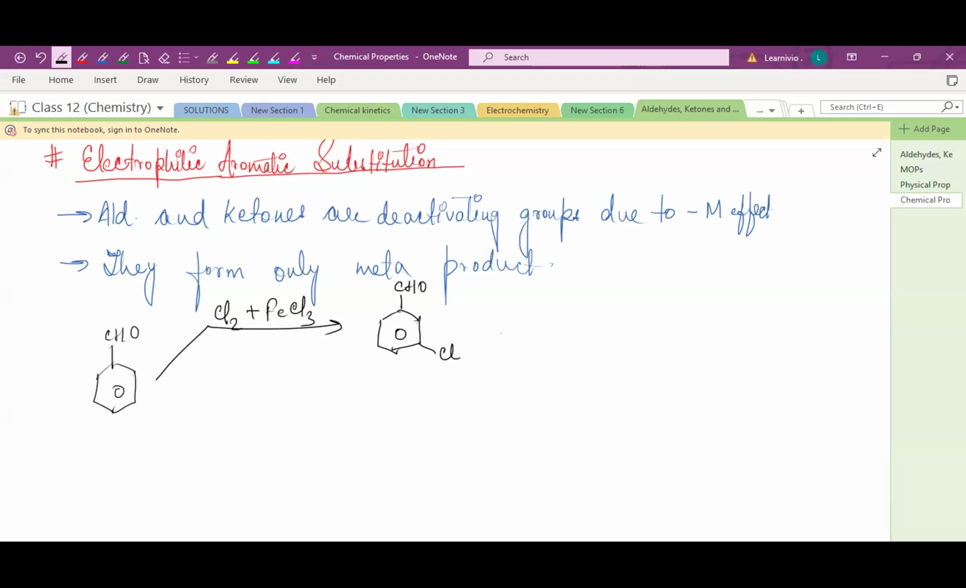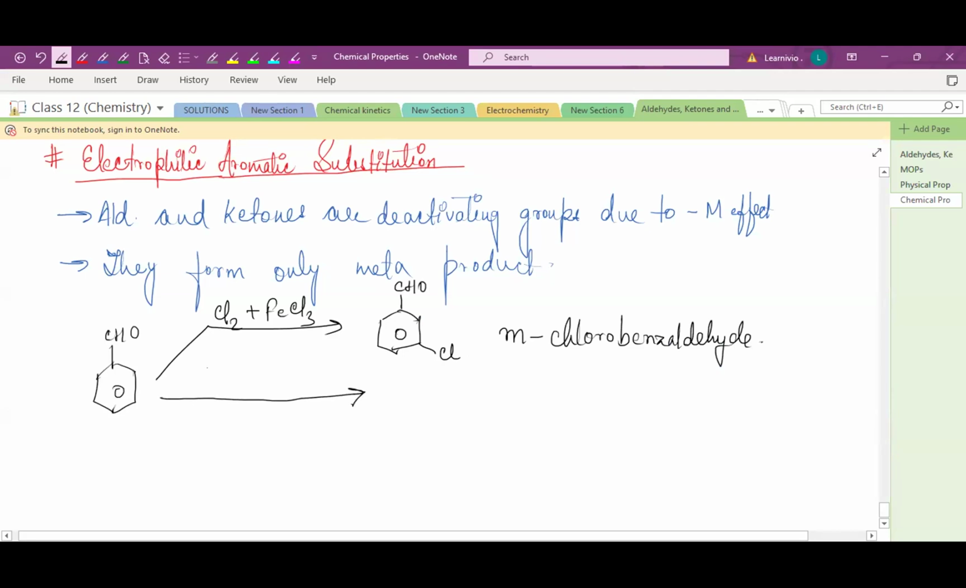That's very simple, right? So what is the name of this compound? On the meta position, chlorine is attached. So it's meta chloro, and this is your benzaldehyde. So metachlorobenzaldehyde is your product. Okay. Now let's do another electrophilic substitution. Suppose you do the nitration. For nitration, which reagents do we use? Concentrated H2SO4 plus concentrated HNO3, right?